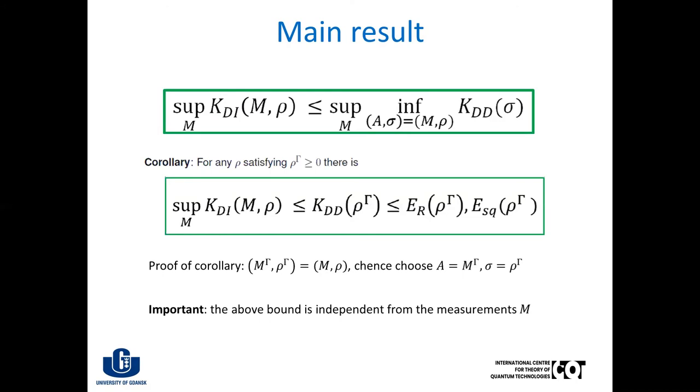And what is important, the above bound is independent of the measurements M. So you see this right hand side here is independent of M. So whatever Bell inequality you can think of, with a gazillion number of outcomes and inputs, and whatever quantum measurement M you could perform on rho, you cannot beat this bound.